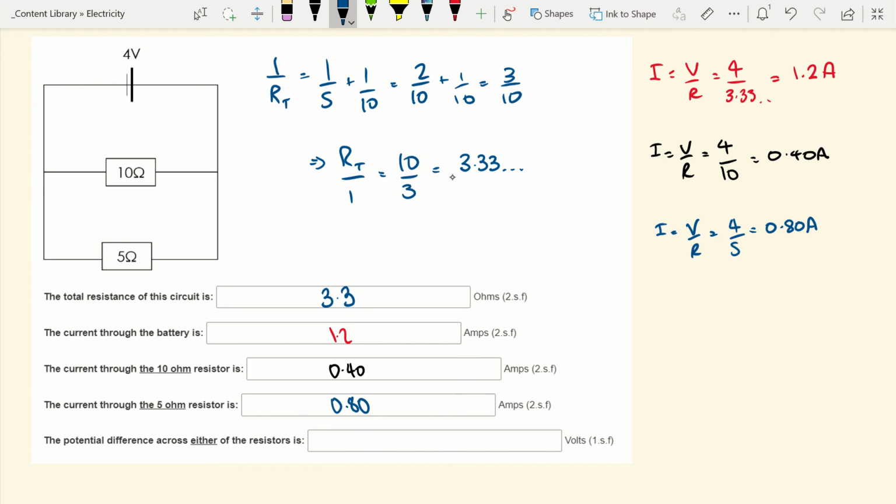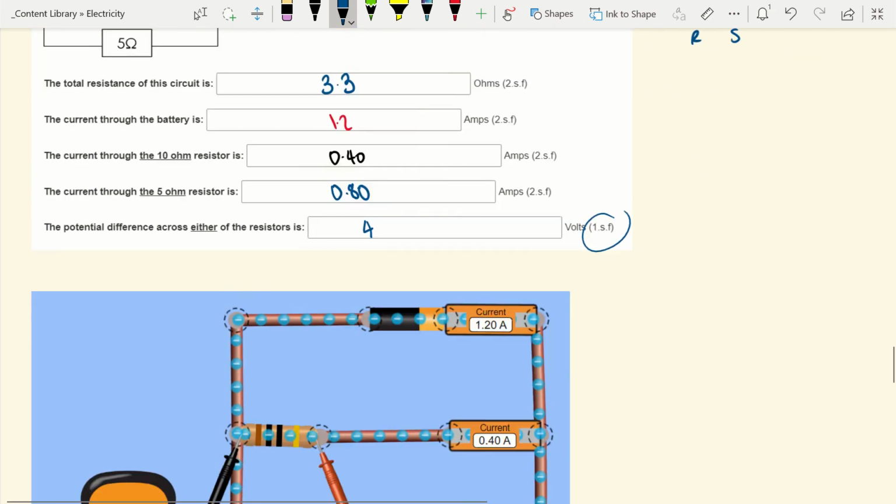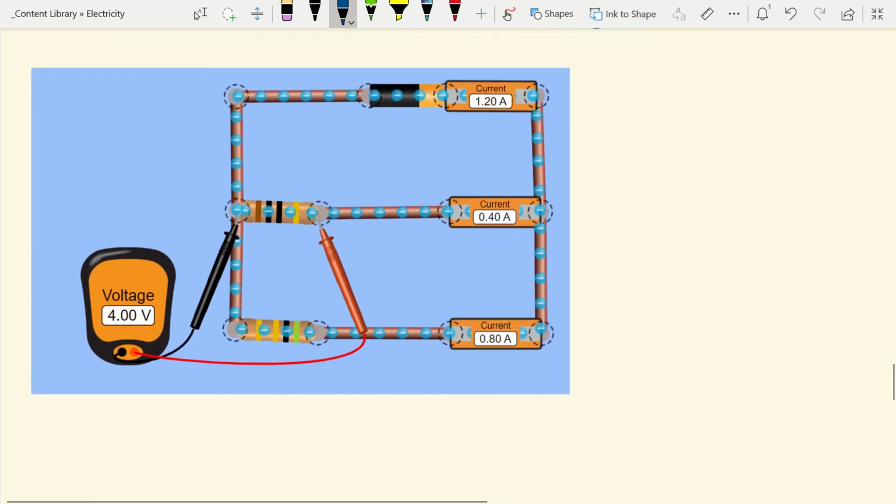And the potential difference across either of them is just going to be 4. Again, we're giving it to one significant figure because we're doing a calculation, and it's just going to be that 4 value. So if we have a look at our circuit, you can see our values match up. So I've got the 10 ohm at the top and the 5 ohm at the bottom. You can see our potential difference is indeed 4 across that resistor, and all of our readings were given to 2 decimal places.